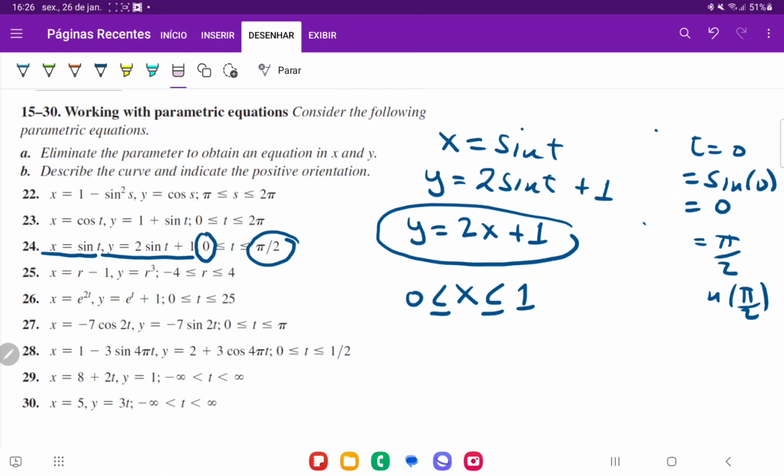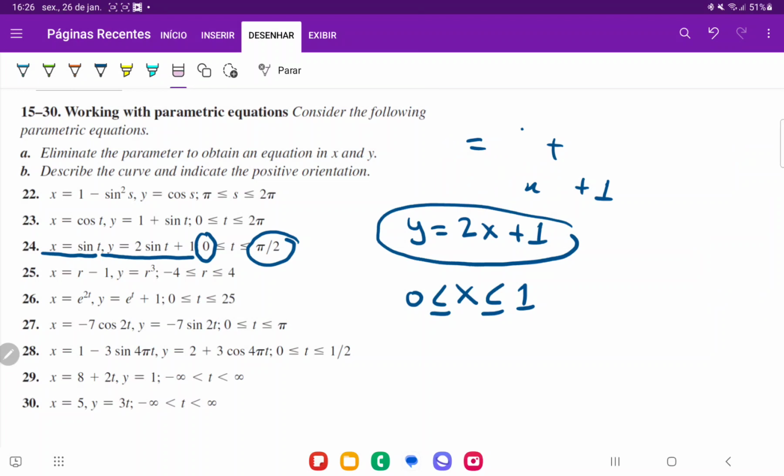So once we have this, we have our equation, our parametric equation, right? And what is missing here, so let me remove this. So that's our equation. And for item B, we have to describe the curve and indicate the positive orientation. So because this is a line segment, we do have to get the coordinates of where it begins and where it ends.